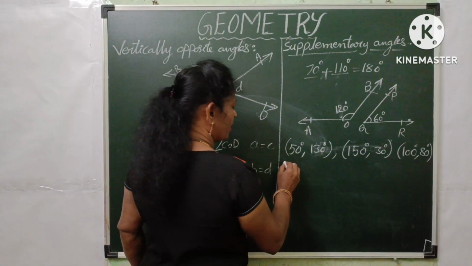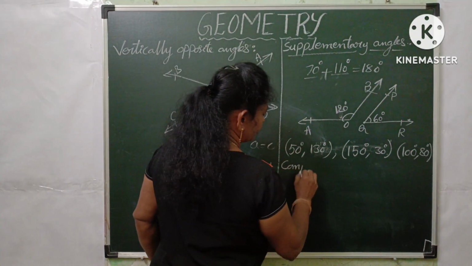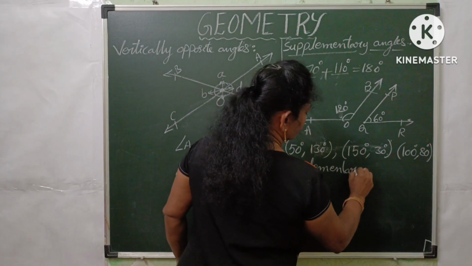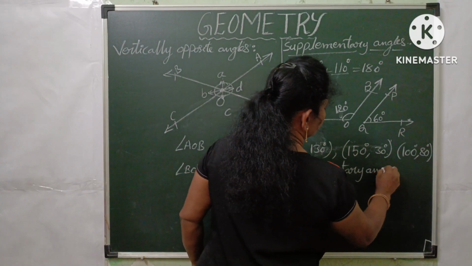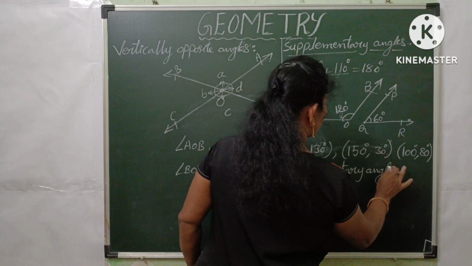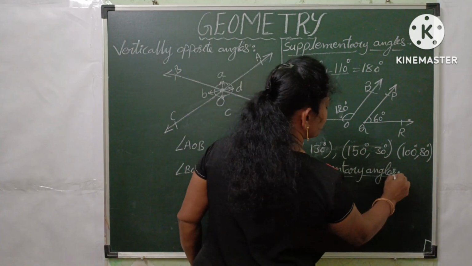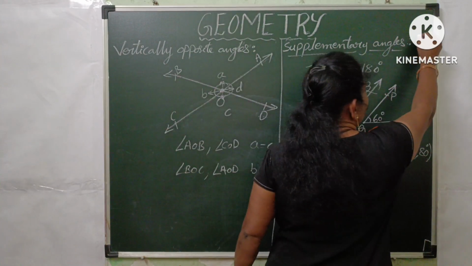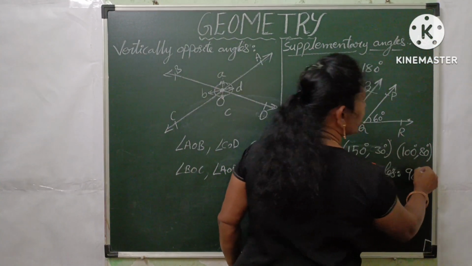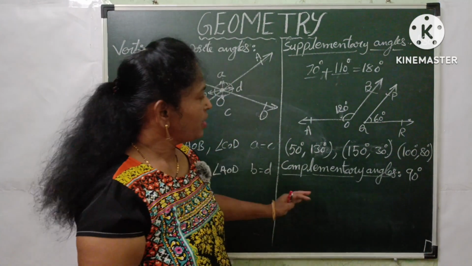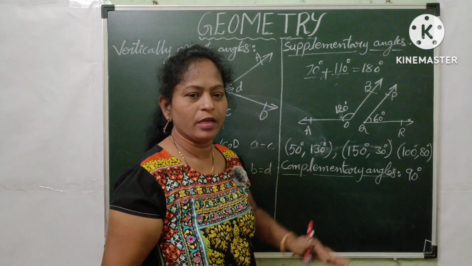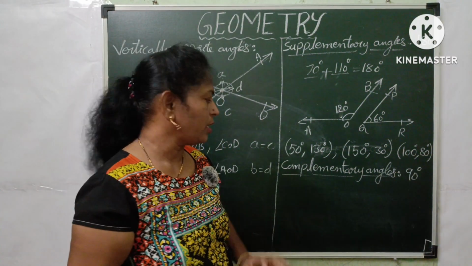Next one, complementary angles. Complementary angles. For supplementary angles the sum should be 180. For complementary angles the sum should be 90 degrees. Many people are confused between these two only. Why? Because the supplementary sum is 180, and the complementary sum is 90 degrees.